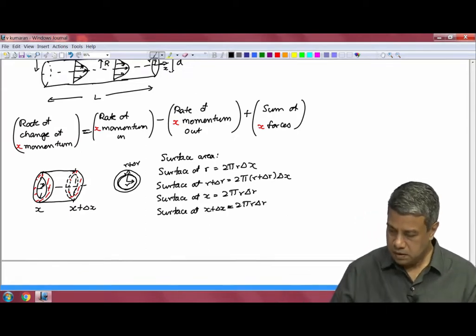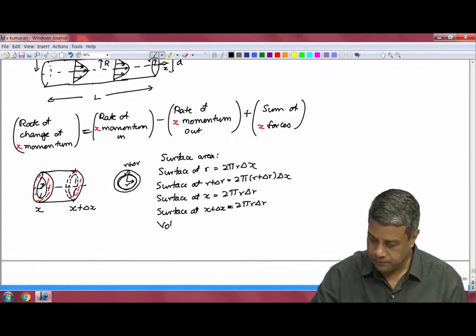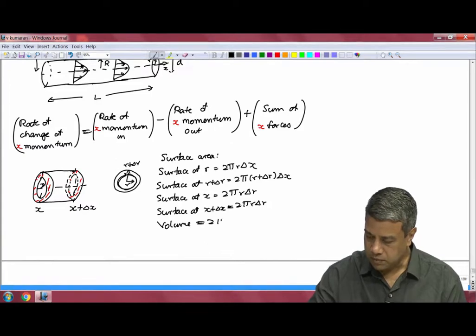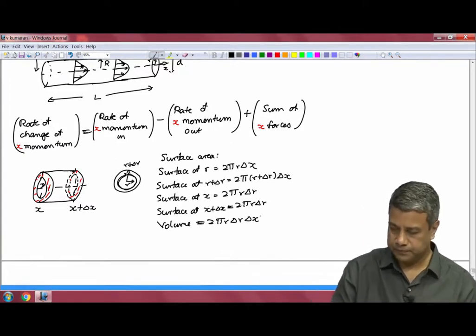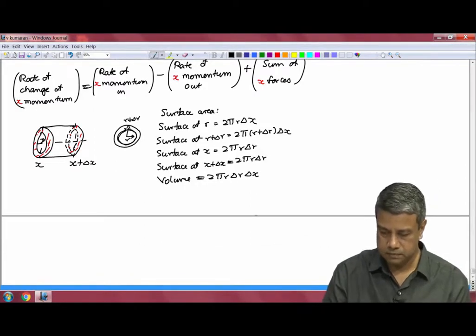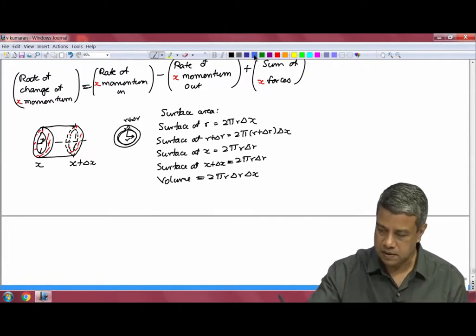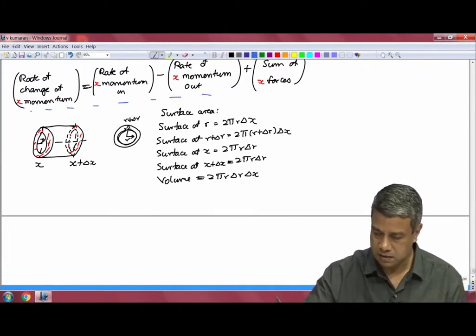And the total volume is equal to 2 pi r delta x. Now, we have to calculate all of these terms in this expansion.